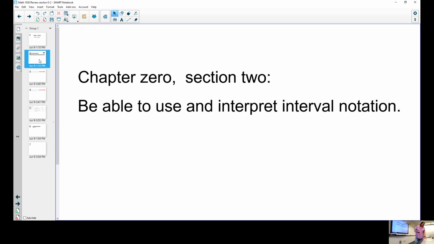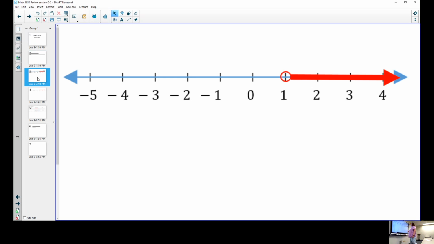The goal of this is to be able to use and interpret interval notation, and let's jump right in. So we have a number line and we have a graph on that number line, and I always go, me personally, I go from the graph to interval notation and from the graph to inequalities. I never go from inequalities to interval notation or from interval notation to the inequalities. I always use the graph to bridge those two.